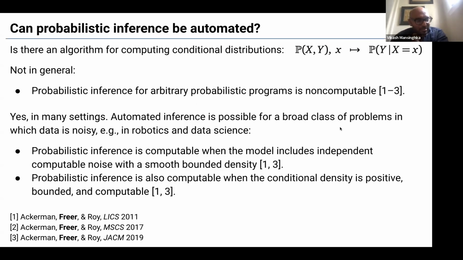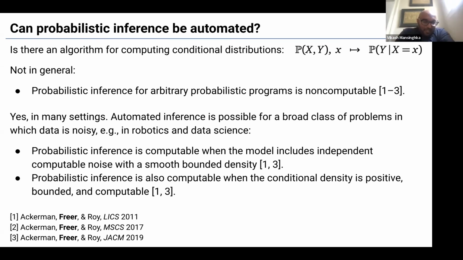I want to start by highlighting some really wonderful work by Cameron Freer, a research scientist in the Probabilistic Computing Project, who with Dan Roy and Nate Ackerman tried to ask the question: to what extent can probabilistic inference be automated in general? So when are conditional distributions computable? This is a very fundamental building block for many notions of tractability.